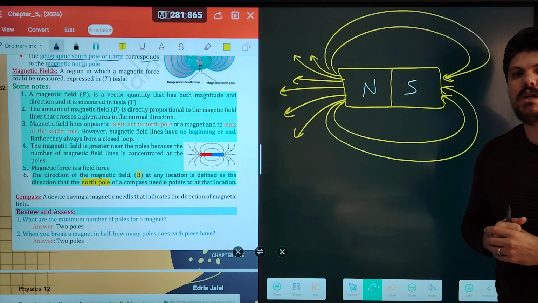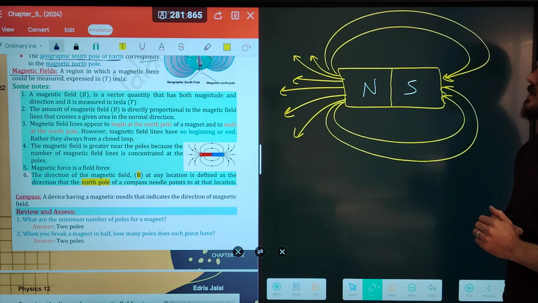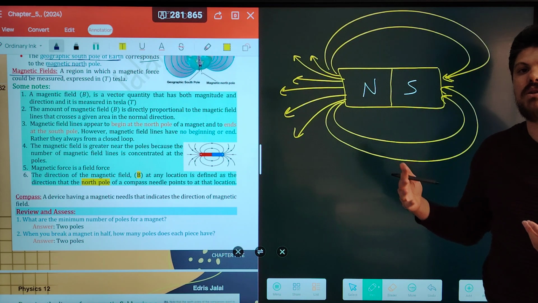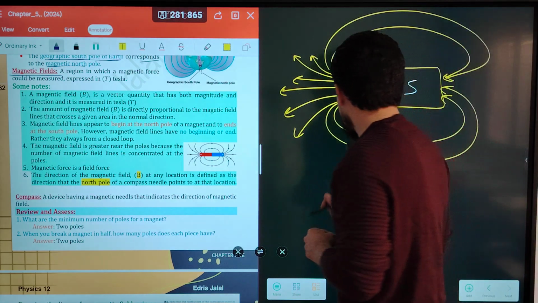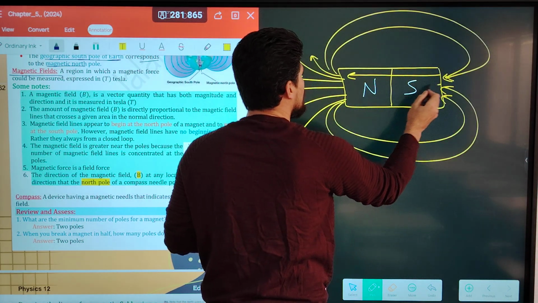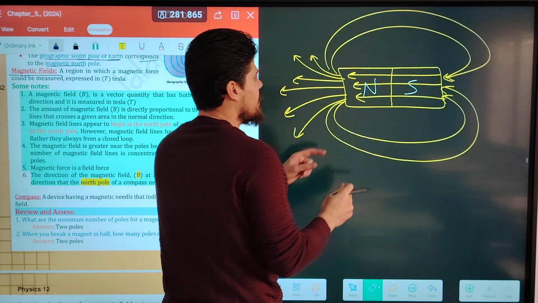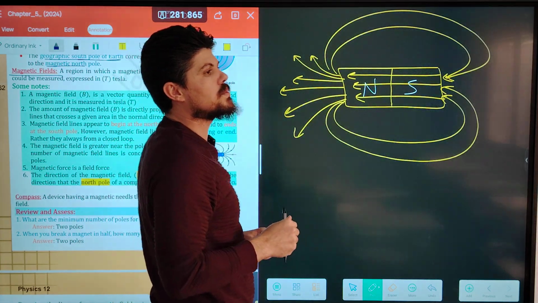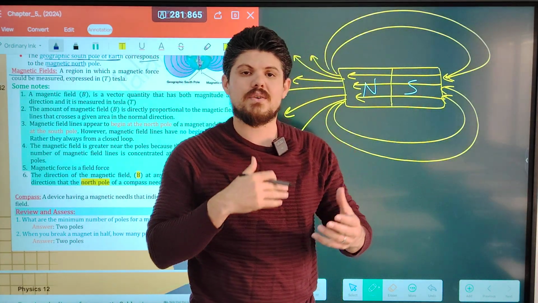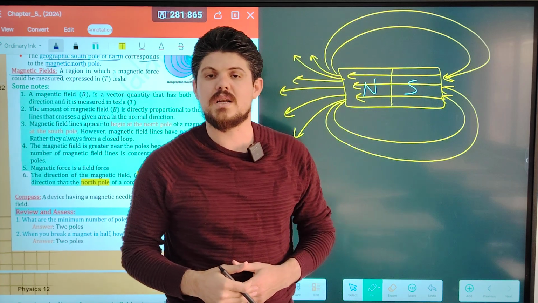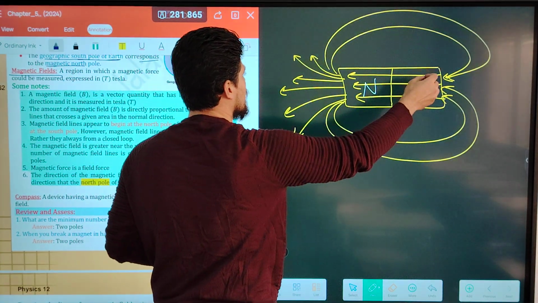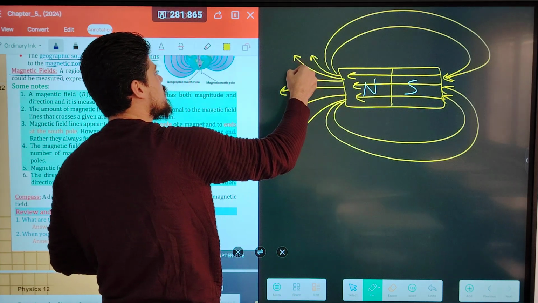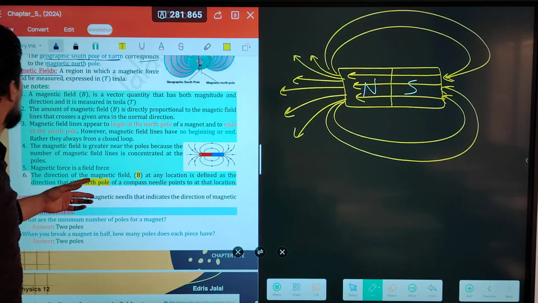This is from the outside of the magnet. From the outside of a bar magnet, the magnetic field lines move from north to south. What about inside the magnet? Inside the magnet, the magnetic field lines move from south to north. Inside, it is like a circular loop. There is no ending point and starting point of the field lines. Be careful. They are in a circular loop, okay? Inside the magnet, the field lines move from south to north, but outside the magnet from north to south.